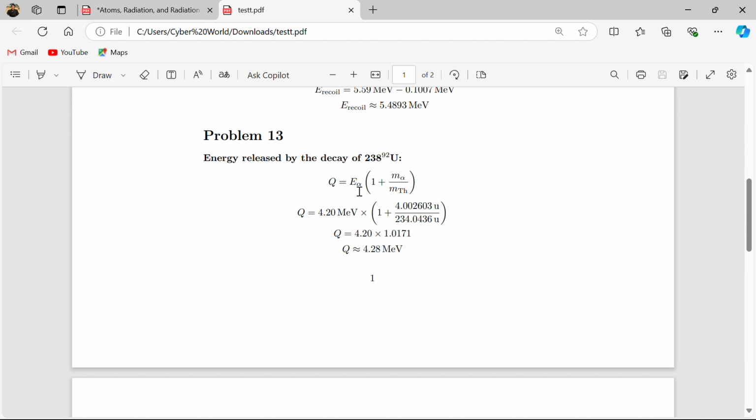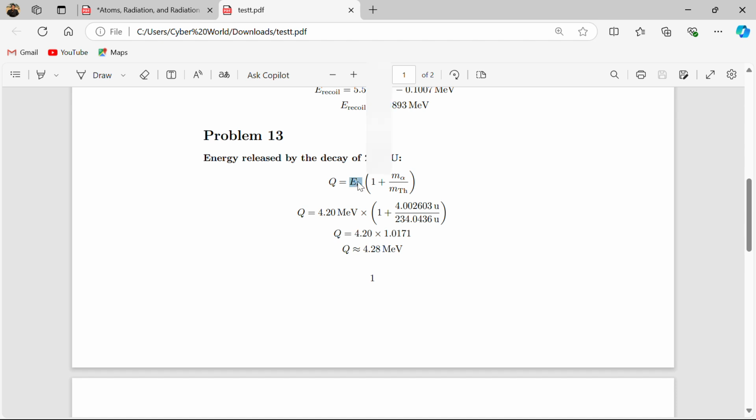It must be equal to E alpha times (1 plus M alpha divided by the mass of the product). In our case, our uranium-238 first of all decays into thorium, Th, with the emission of an alpha particle, plus Q, because it also releases some energy. So uranium-238 (92) decays into thorium-234 (90) to conserve charge and mass, and it also emits a helium alpha particle plus Q, which is the energy that we have to find in this problem.